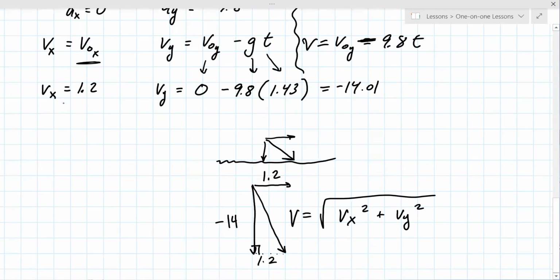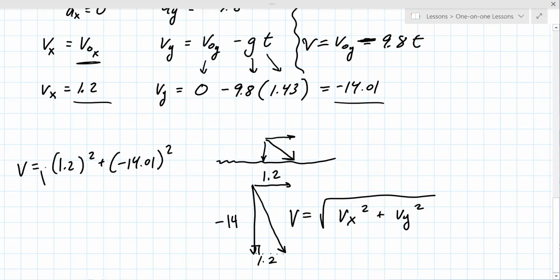So you've got two values here: 1.2 and minus 14.01. Can I plug them in? Yeah, it's going to be 1.2 squared plus minus 14.01 squared, square rooted. And the square root of this should be 14.06. So it's about 14.06 meters per second.